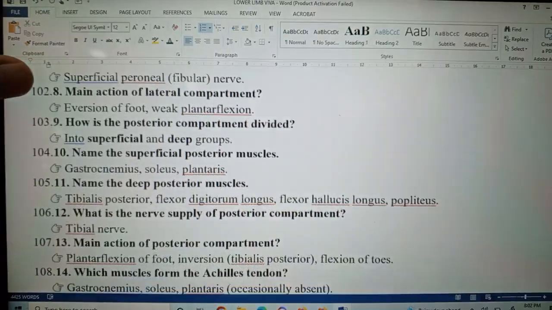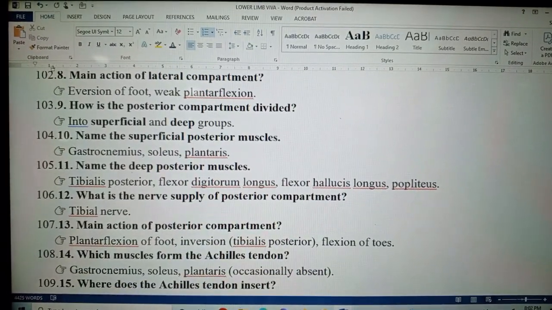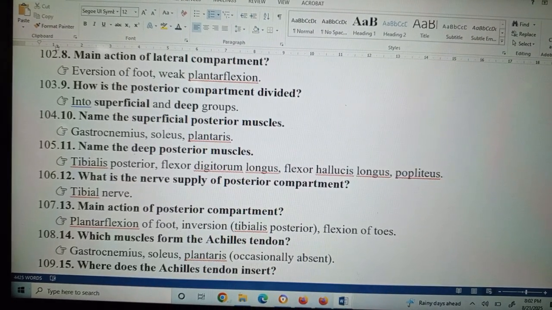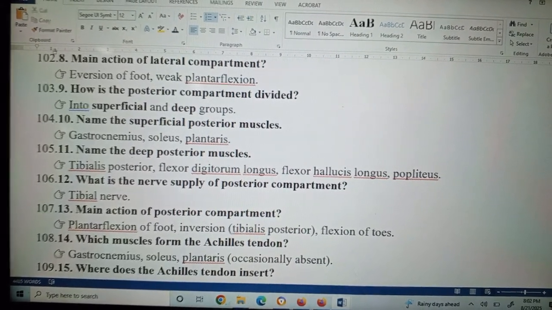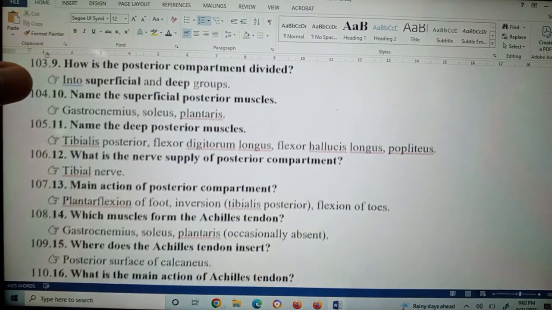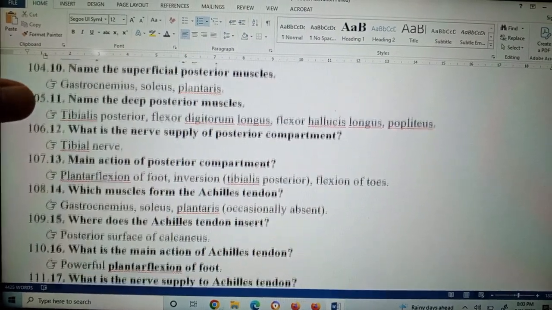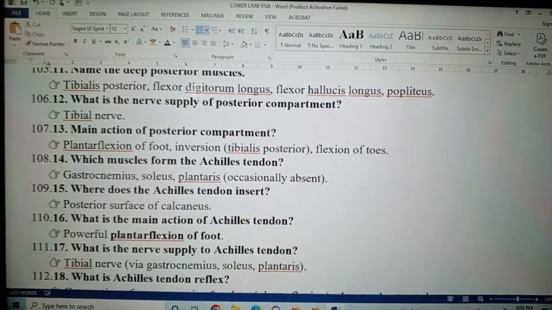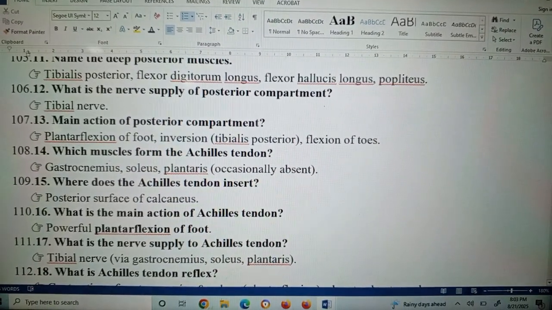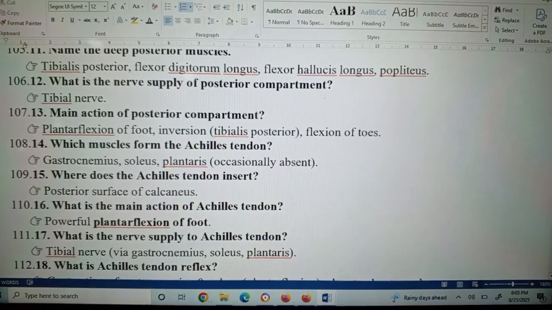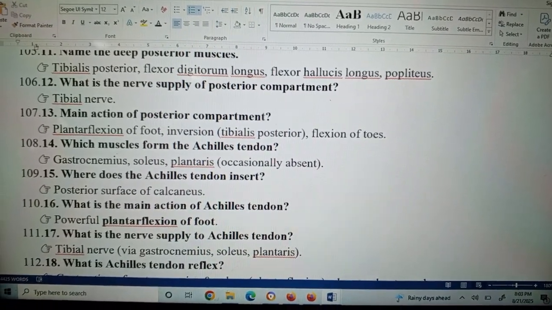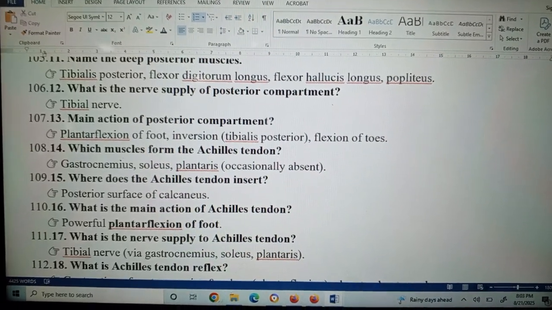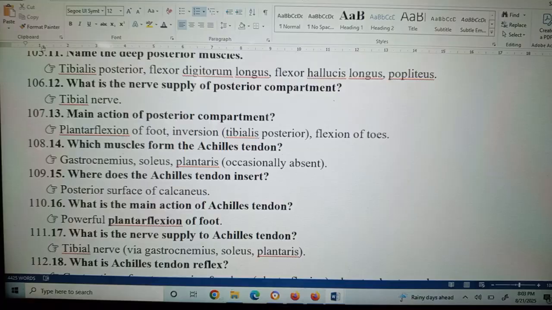Name the deep posterior muscles. Tibialis posterior, just as tibialis anterior was on the anterior compartment. The deep posterior muscles are the flexor digitorum longus, flexor hallucis longus, and popliteus. What is the nerve supply of the posterior compartment? The tibial nerve. The main action of the posterior compartment is plantar flexion of the foot, inversion, performed mainly by tibialis posterior, and flexion of the toes.